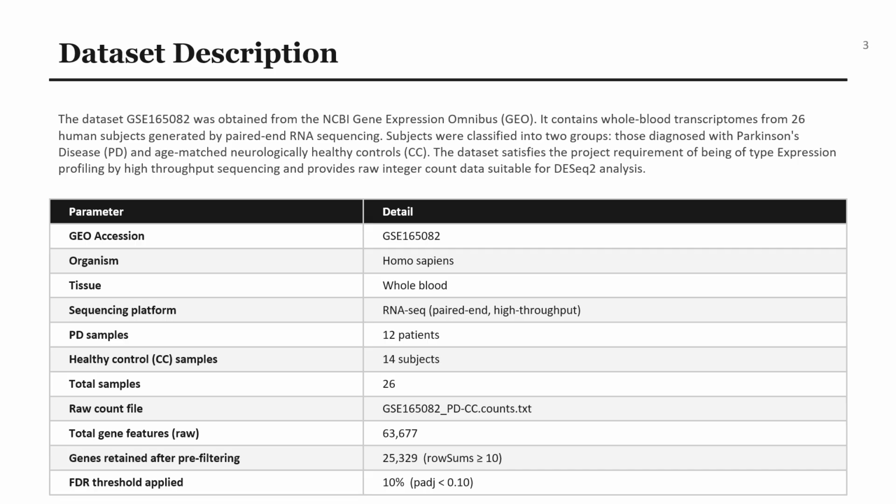The dataset GSE165082 was sourced from the NCBI Gene Expression Omnibus. It contains whole blood transcriptomes from 26 human subjects, 12 diagnosed with Parkinson's and 14 healthy controls. The data was generated using high throughput paired-end RNA sequencing. Out of over 63,000 raw gene features, we retained 25,329 genes for analysis after pre-filtering for a minimum row sum count of 10.